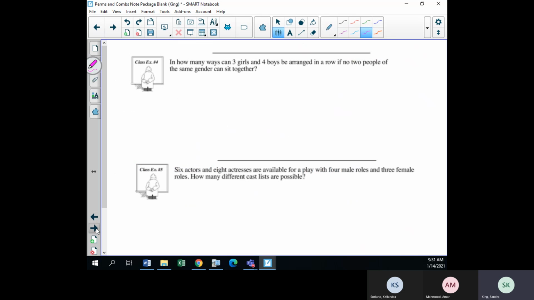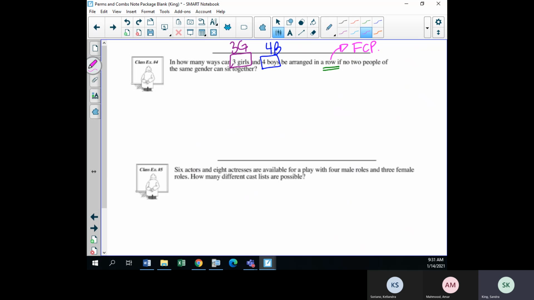In how many ways can 3 girls and 4 boys be arranged in a row? If ever you see a row, like we're putting them in a row, lining people up for a picture, arranging kids in a row, fundamental counting principle is the way you want to go. Okay, so if ever you see that word row, we're going to set up stages.